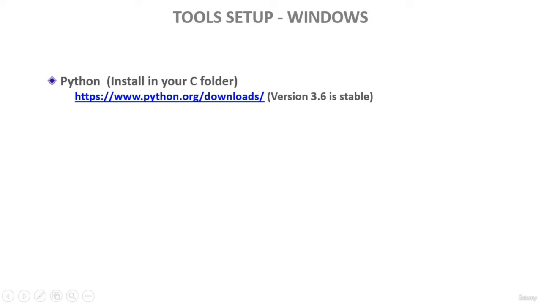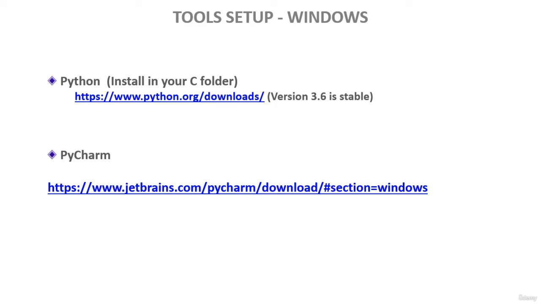I will now explain the tool setup for Windows environment. As a first step, we will install Python. I have shared the website link from where you can install Python on your Windows machine. I recommend version 3.6 because it's a stable version, and please install this in the C folder. We are now going to move on to install PyCharm. Now, I have shared the website link from which you can install PyCharm on your Windows machine. Please use these links properly and install these two softwares on your machine. Also, for your reference, I have added the setup manual for Windows environment in the resources section. With this, we have finished the setup of all required tools and libraries on the Windows machine.